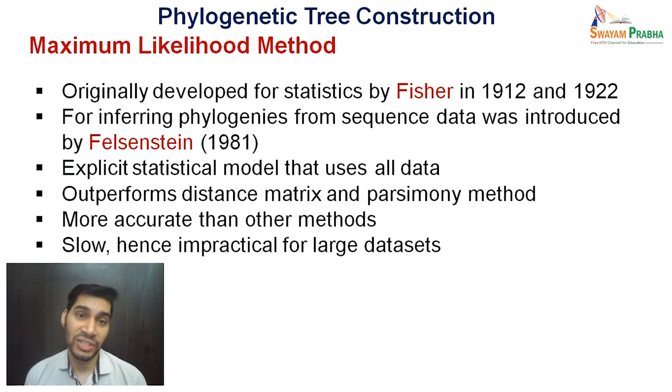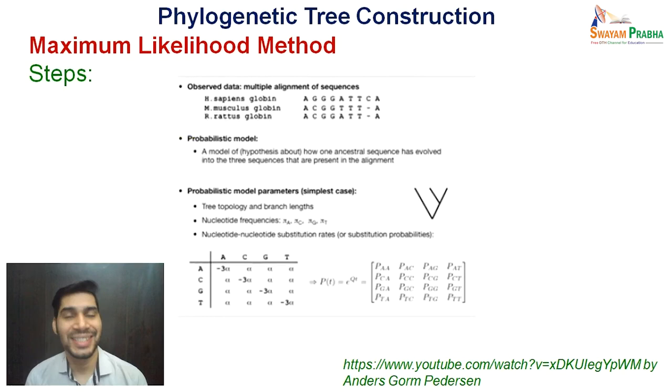Now, let us look at the steps involved. Let us assume that this is the multiple sequence alignment of globin genes from three different organisms. So what we do here is we create a probabilistic model, a hypothesis about how one ancestral sequence has evolved into the three sequences that are present in this alignment. So how the ancestral globin has evolved into three different types here.